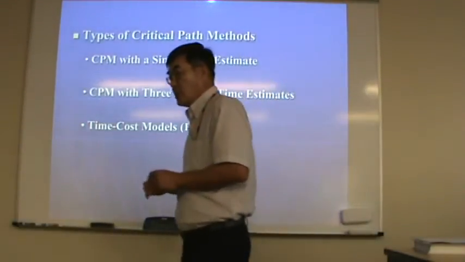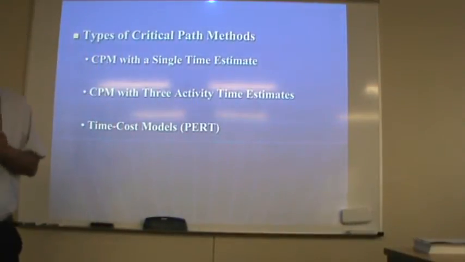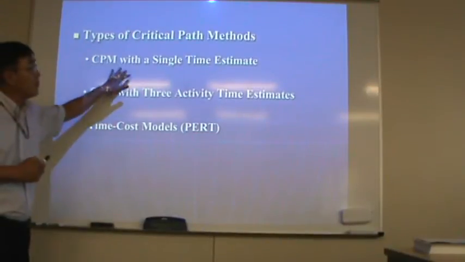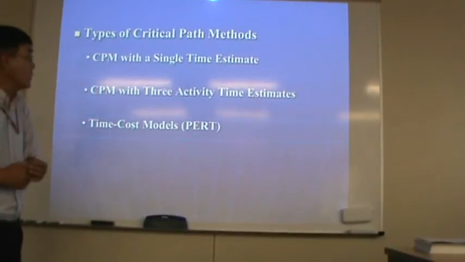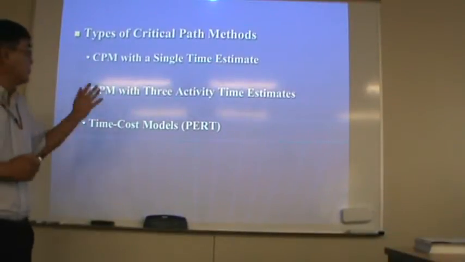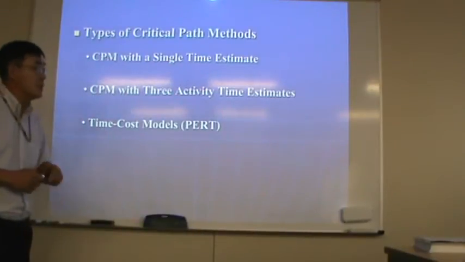So we call that CPM, critical path method. Our textbook introduced three types of critical path method. The first one is critical path method with a single time estimate. The second one, critical path method with three activity time estimates. And the last one, time cost models.